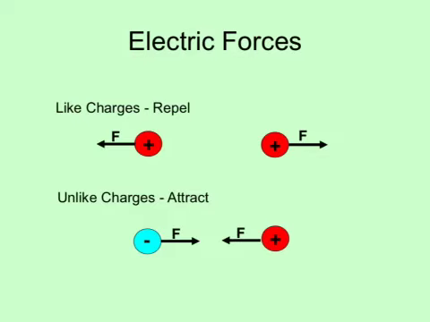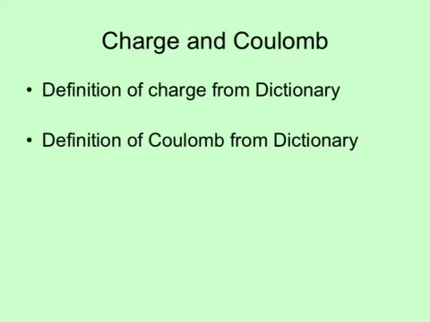Electric forces: like charges repel, unlike charges attract. The reason why 2 like charges repel each other is because their electric fields interact with each other and produce a repulsive force. Similarly, the electric fields around these 2 charges interact with each other and produce an attractive force. You are to look up the definition of charge and the definition of coulomb.